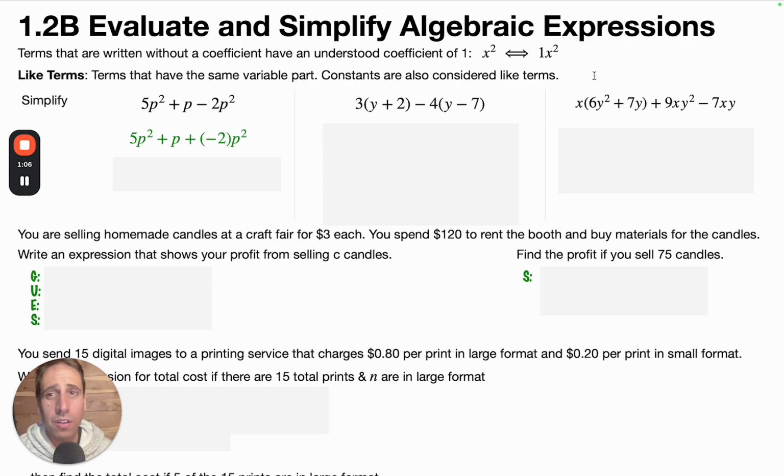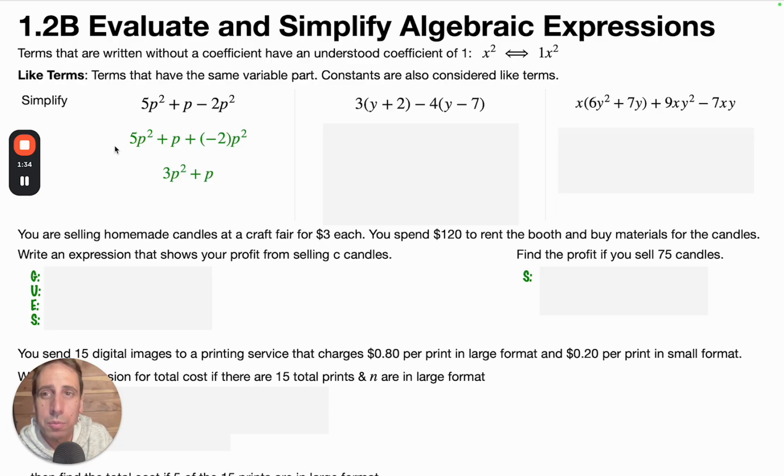And in order to do that, subtraction just trips people up every day of the week. So I'm going to change the subtraction to the addition of the opposite. I'm going to keep the p, change the subtraction to addition, and flip the positive 2 to a negative 2. 5p squared plus p plus negative 2p squared. Once it's an addition, it's going to be a lot easier to see that you've got to add the 5 and the negative 2. 5 plus negative 2 is 3.